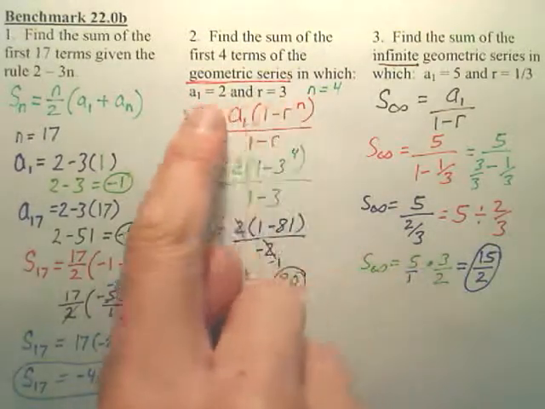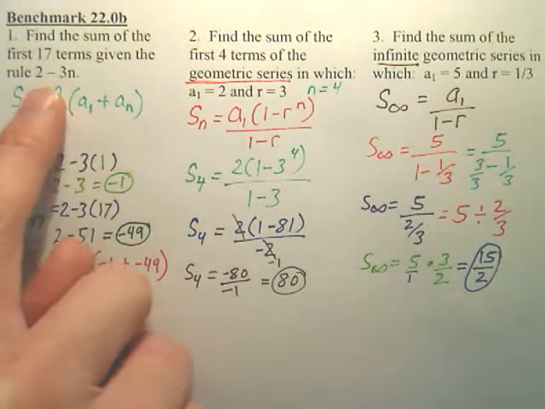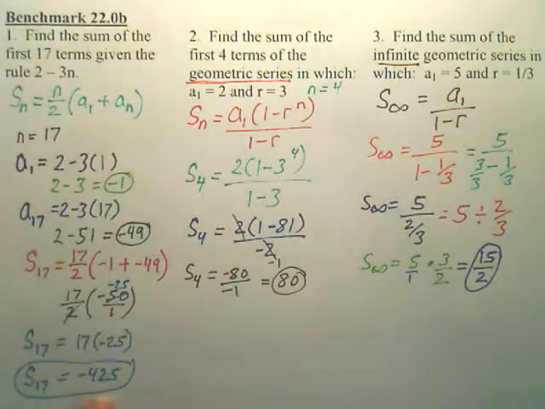Here I wanted to add 4 terms, given this information. It was 80. Here I wanted to add 17 terms of an arithmetic sequence. There's my answer.